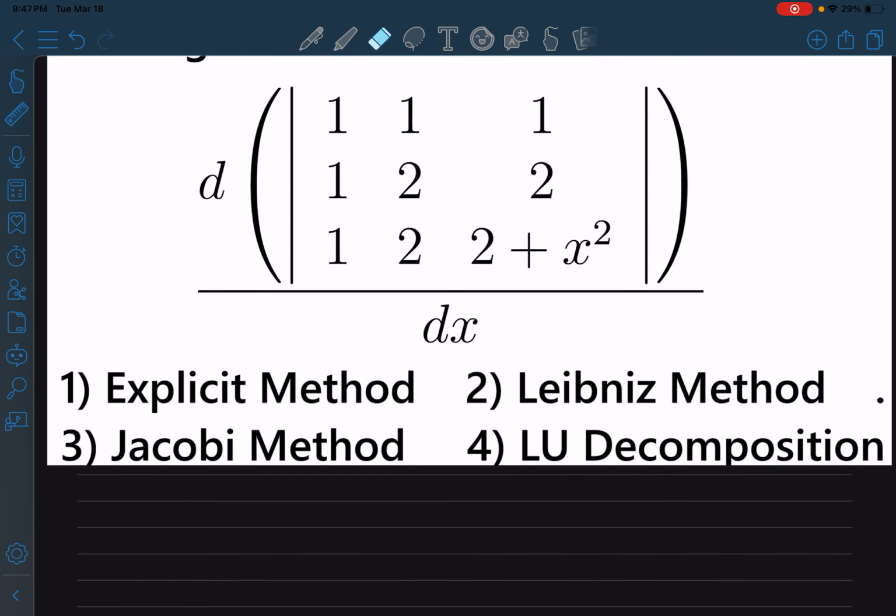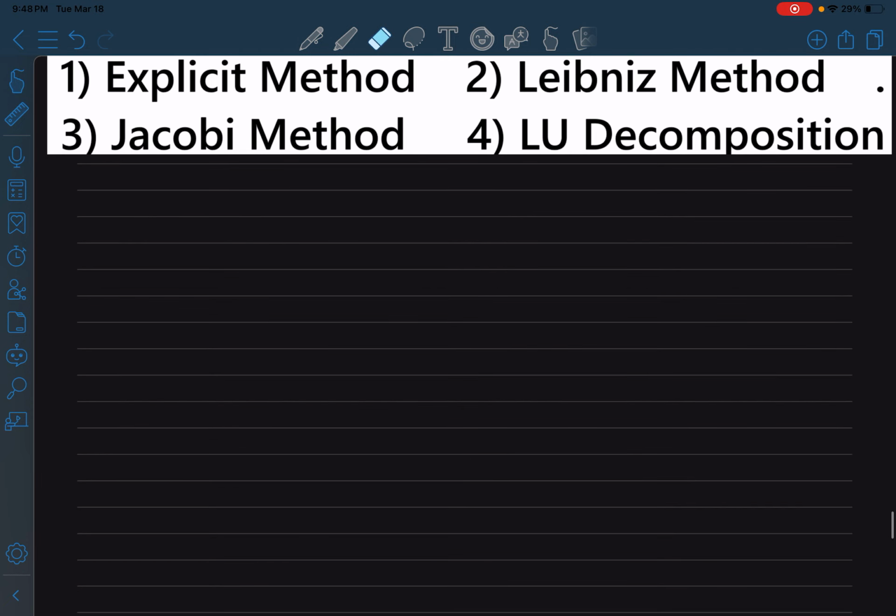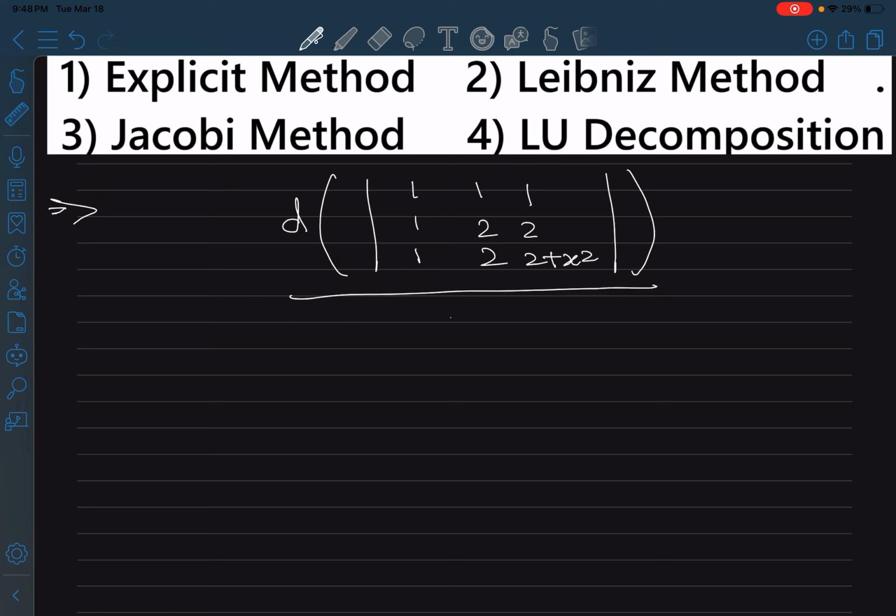Right? Our function is simple. It's just 1 1 1 in the first row, 1 2 2 in the second row, and 1 2 2 plus x square in the third row, third column intersection. Okay, so let's do it. We want to find the derivative of the determinant of 1 1 1, 1 2 2, 1 2 2 plus x square. This determinant actually gives an expression, so this is just the derivative of some function by dx.